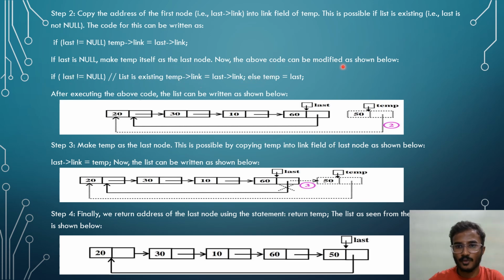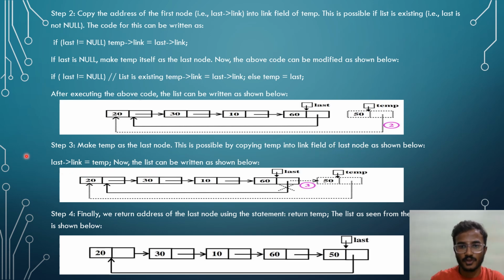The above code can be modified as shown below. After executing the above code, the list can be written as shown below. The address of the first node is copied into the link field of temp. In step 3, we have to make temp as the last node. This is possible by copying temp into link field of last node as shown below.